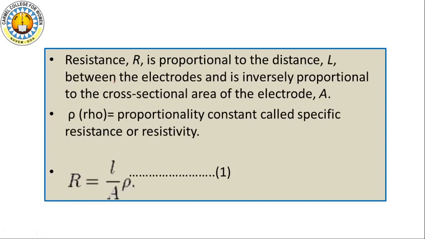Here resistance R is said to be proportional to the distance L between the electrodes and is inversely proportional to the cross-sectional area of the electrode A. Now what is this L and A?